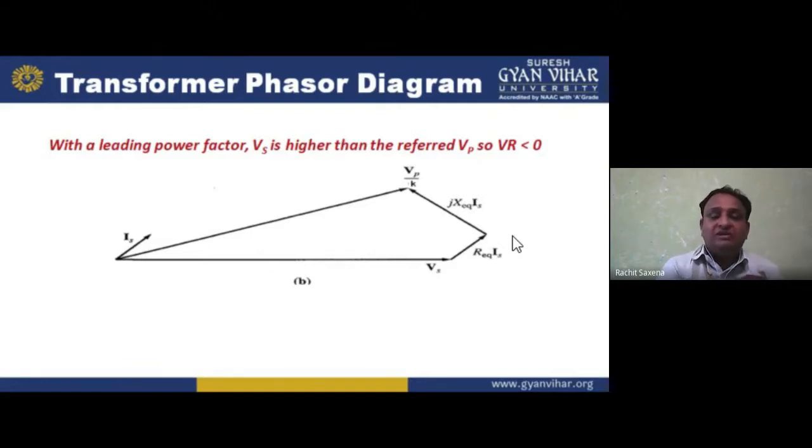Means the value is less than 0. To show you, it's showing here the secondary current Is. We have Vp by K, j X equivalent Is, R equivalent Is, and Vs, meaning the secondary voltage. So I hope you understand.